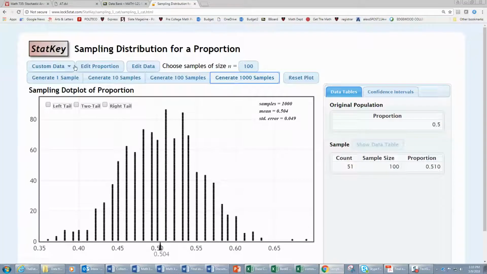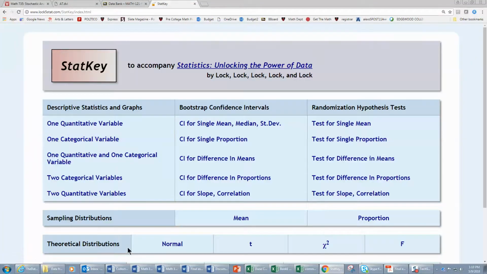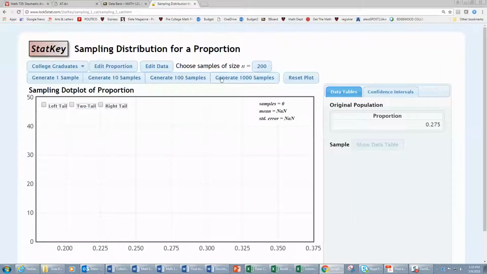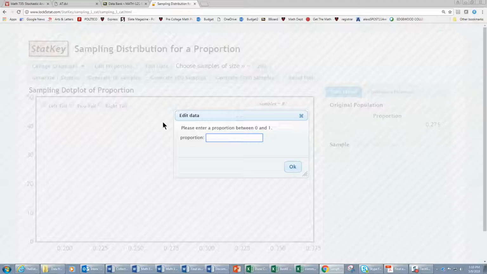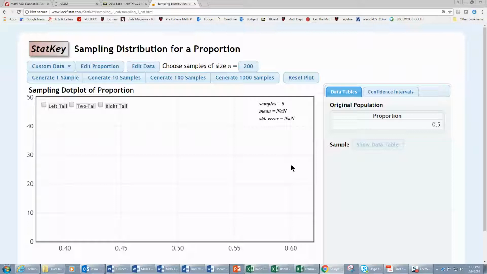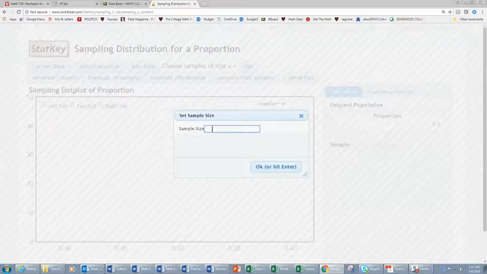So we're going to go to StatKey, and let's just start from the beginning, and go to sampling distribution. We'll start with proportion. And I'm going to make the proportion 0.5. So we should imagine here looking at an election, a political campaign where the race is tied. 50% want one candidate and 50% want the other candidate. And let's choose samples of size 100.